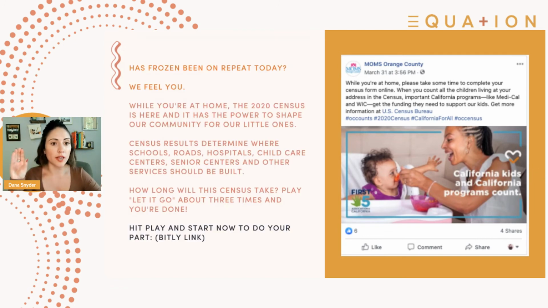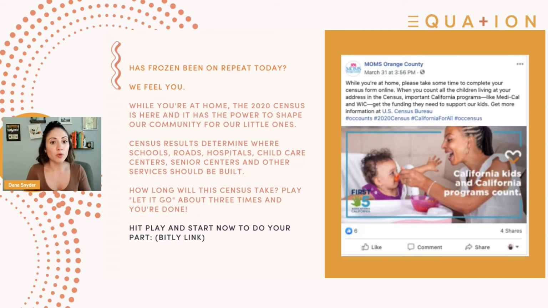So let's look at the hook here in orange. Again, I'm trying to target moms. "Has Frozen been on repeat today?" We feel you, right? Like if you're a mom and you hear that, you're like, oh yeah, I totally get that. Story: "While you're at home, the 2020 census is here and it has the power to shape our community for our little ones.